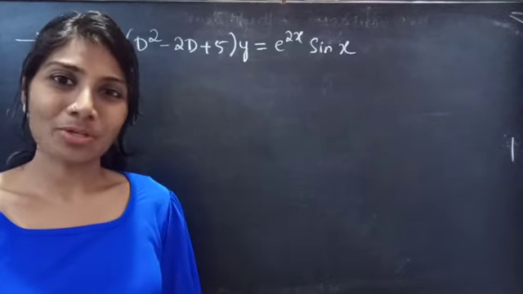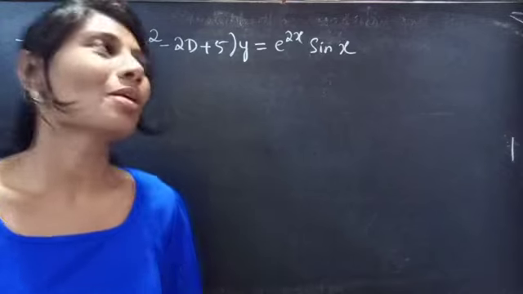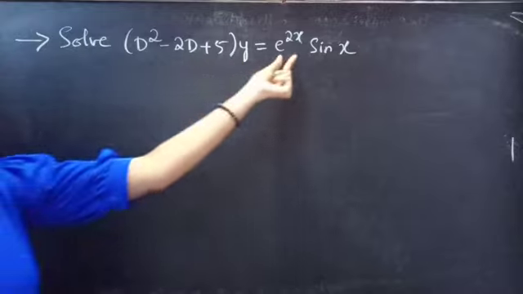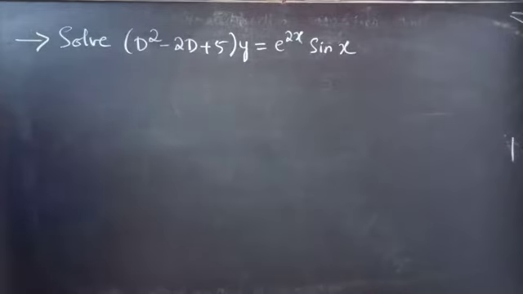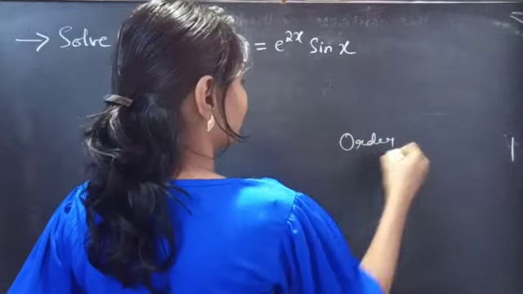In this video, we are going to solve a differential equation from higher order linear differential equations. So let's get going. Problem: solve (D² − 2D + 5)y = e^(2x) sin x. Let's find the order and degree of the differential equation.